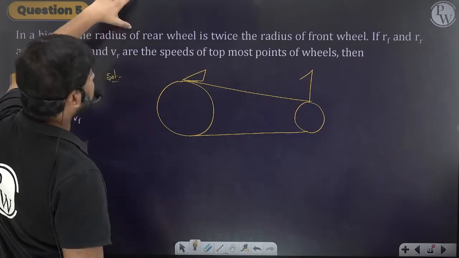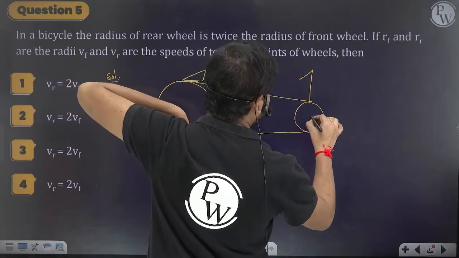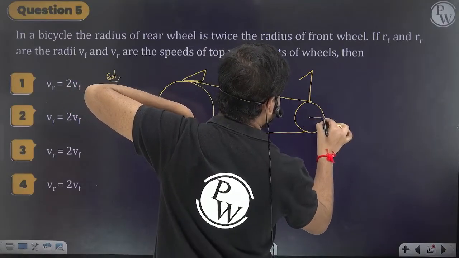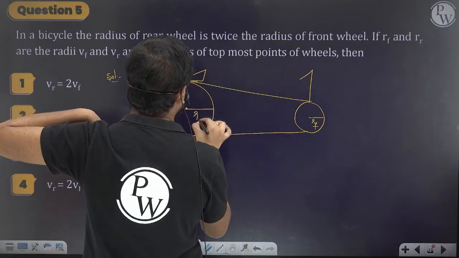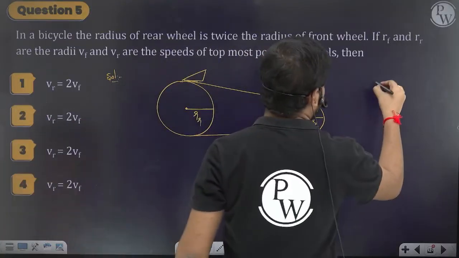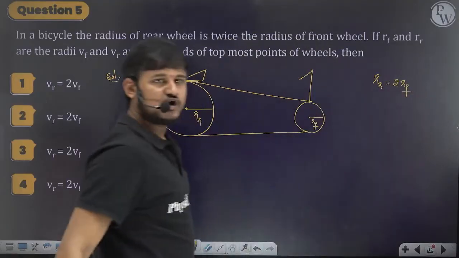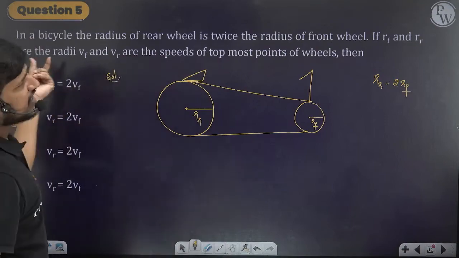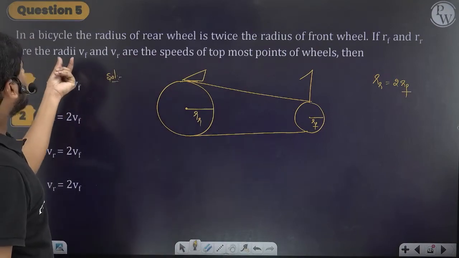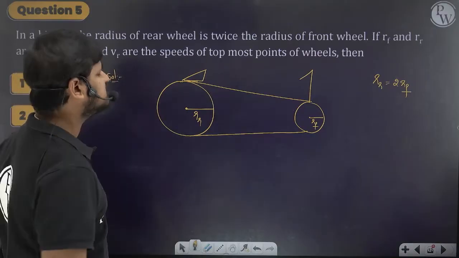So the radius of the rear wheel is twice that of the radius of the front wheel. Let the radius of the front wheel be RF and the radius of the rear wheel be RR. So here they said RR is 2 times the RF. If RF and RR are the radii and VF and VR are the speeds of the topmost points of the wheels.